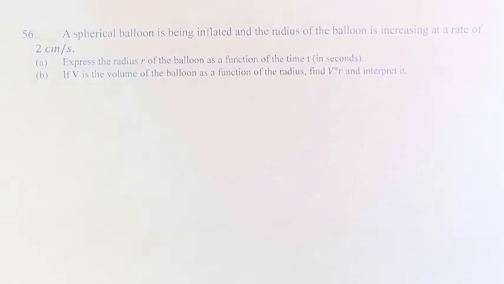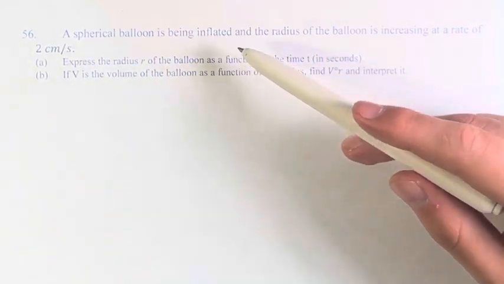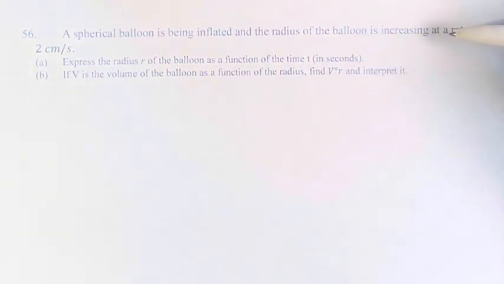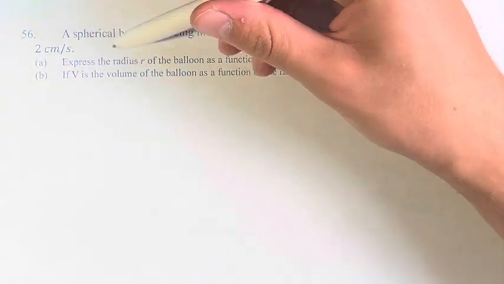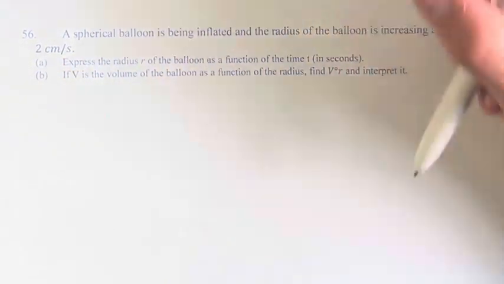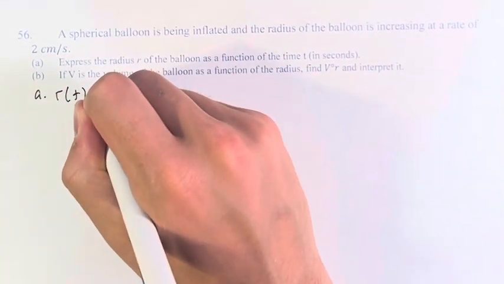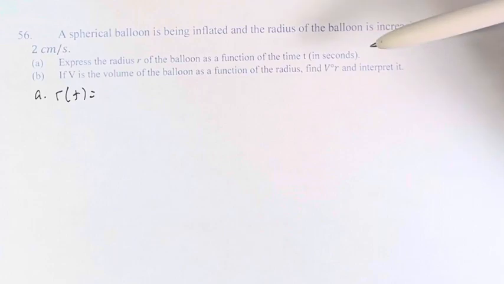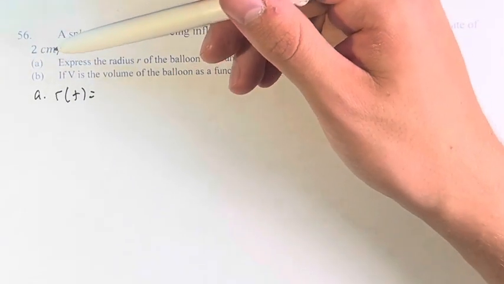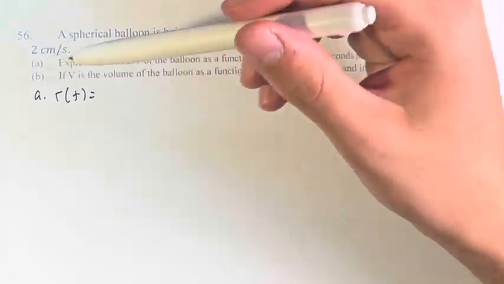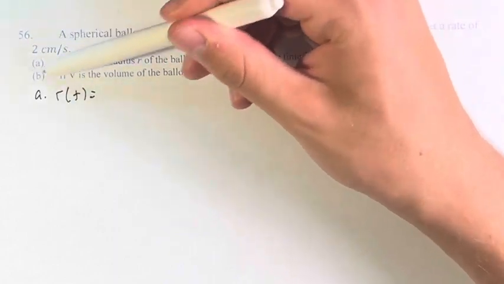In this problem, we're told a spherical balloon is being inflated and the radius of the balloon is increasing at a rate of 2 centimeters per second. So in part A, we're asked to express the radius of the balloon as a function of the time t. So this radius r is a function of t, and we're told that it's increasing at a rate of 2 centimeters per second. So it has a constant rate of change, which is 2 centimeters per second.